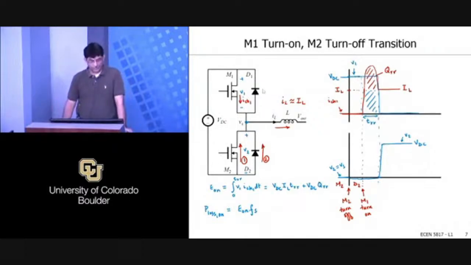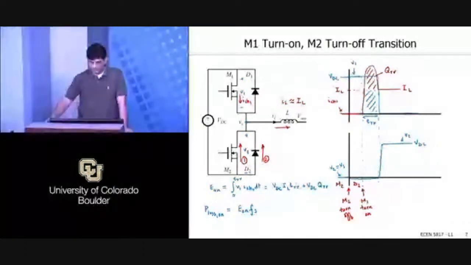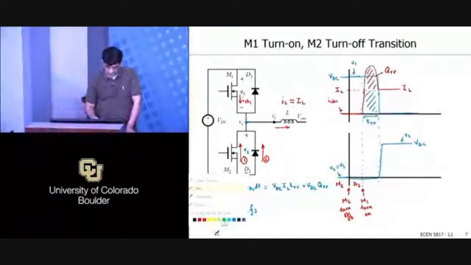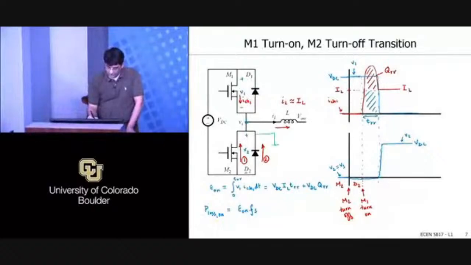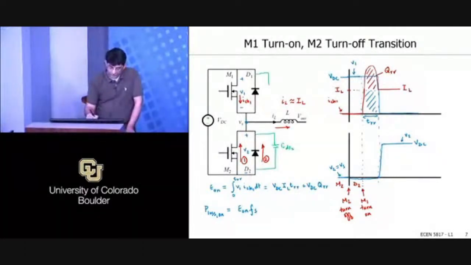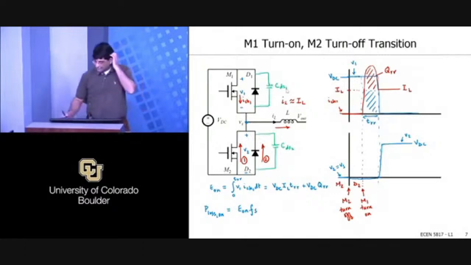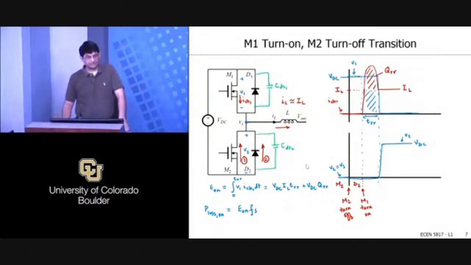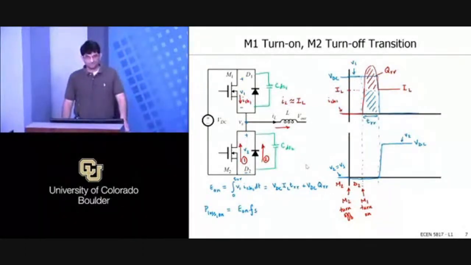Suppose I did put capacitors here. Does that help in any way? In reality, we will also have capacitances. I haven't solved that problem yet. So if I include the capacitors, suppose I do have C DS2 here, and I do have C DS1 here. Okay, how does that modify anything? First of all, do you think it will help?